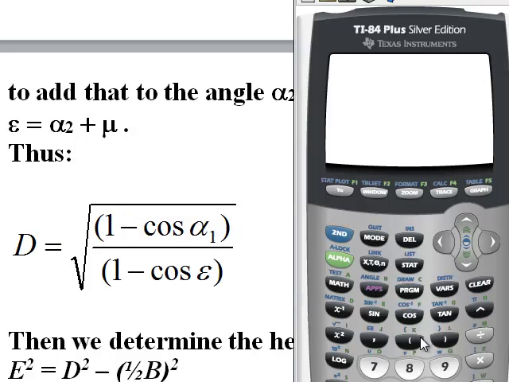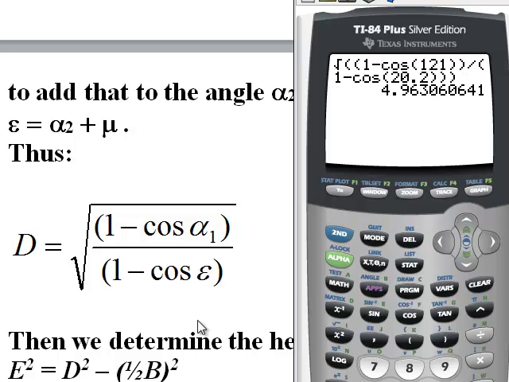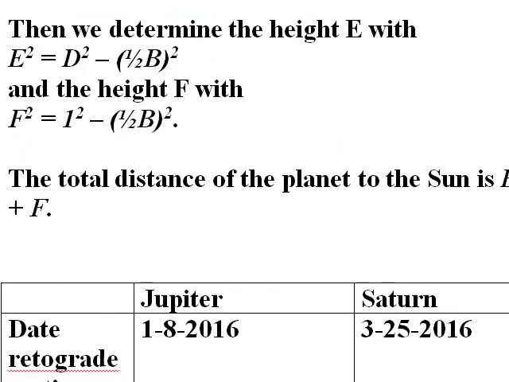Alright, I'm going to clear this out a little bit. So, square root of, open another parentheses for the numerator, 1 minus cosine of the angle alpha 1, which is 121 degrees. Close the cosine, close the numerator, divide. Open the denominator, 1 minus cosine of the 20.2 degrees I had a moment ago. Close the cosine, close the denominator, close the square root. There we go. Enter. 4.96 astronomical units is the side D.